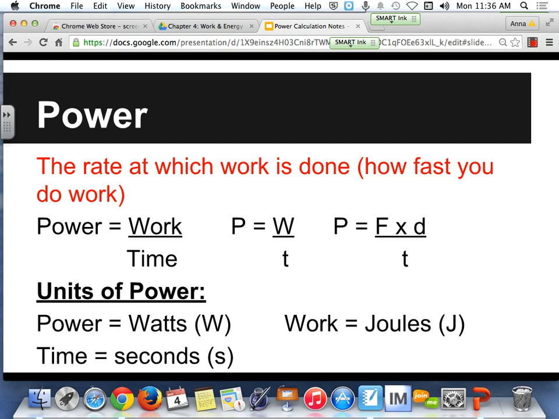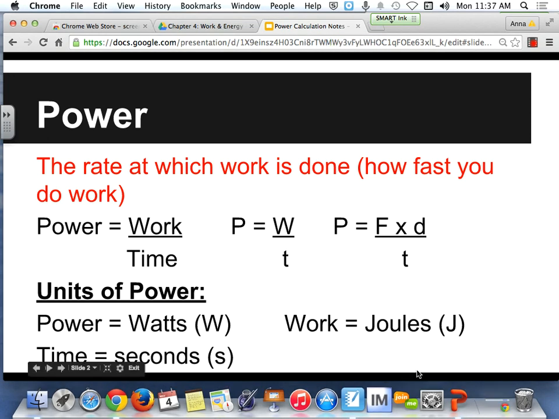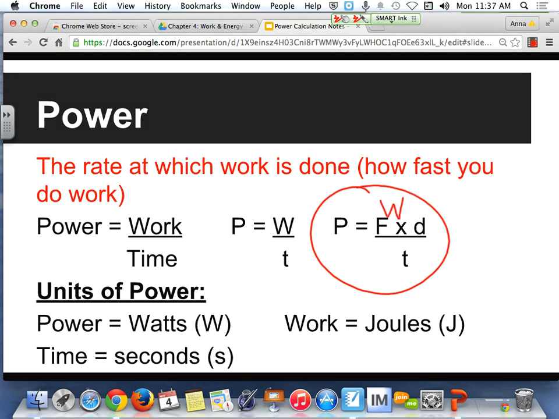Okay, so the equation we're going to use is power equals work over time, or P equals W over T. Now, in some of the problems, we may be given the work, but we also might be given a force and a distance. And so that is this equation here, where we're going to have to calculate work first and then divide it by the time.